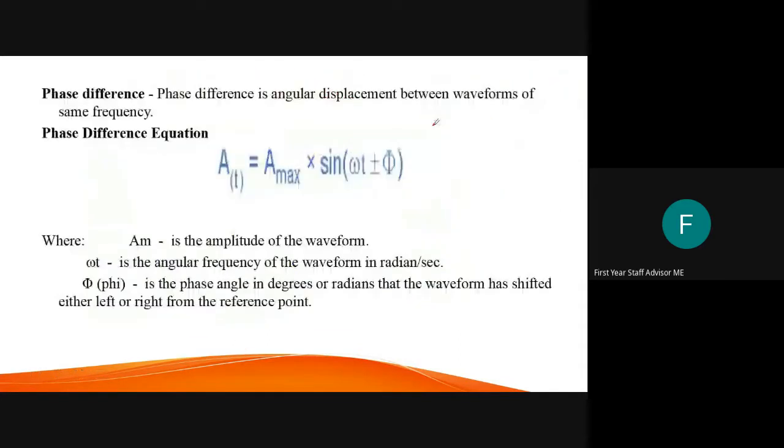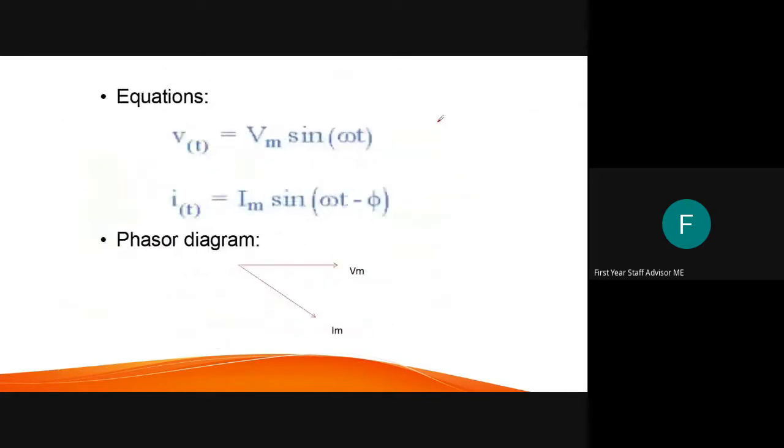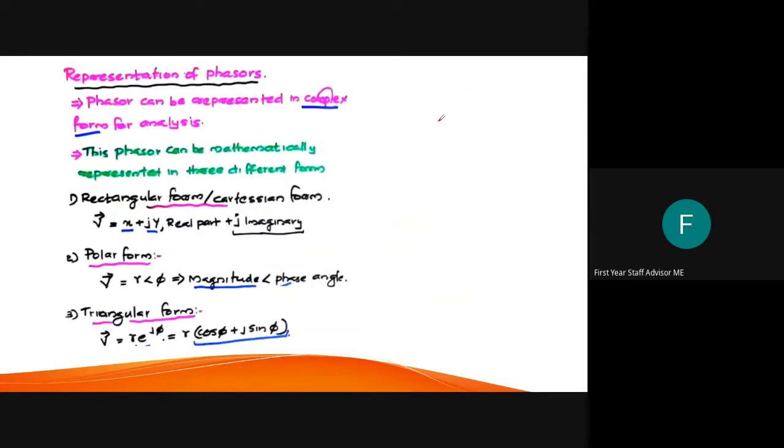So what is the use of this phasor? We will learn this topic now. Using phasors, we can easily do the calculations. A phasor is actually a quantity which can be represented in complex form. Complex form means you know that there will be an imaginary axis, a real axis, etc.